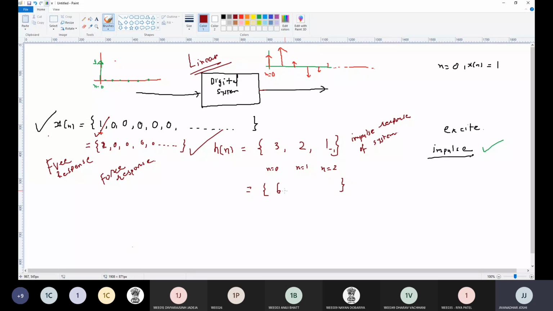So output will be 6, 4, 2. Do you agree with me? Say yes or no. Yes, sir.